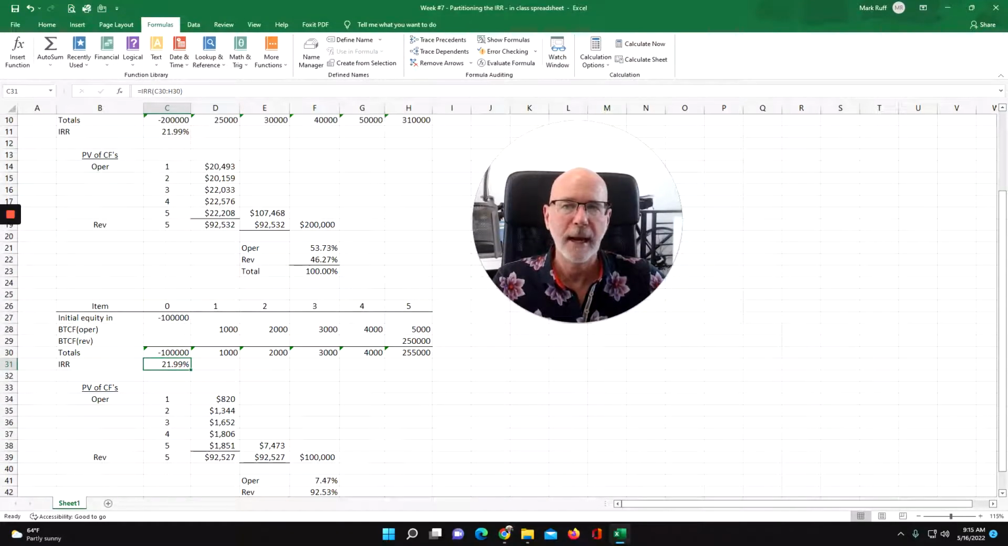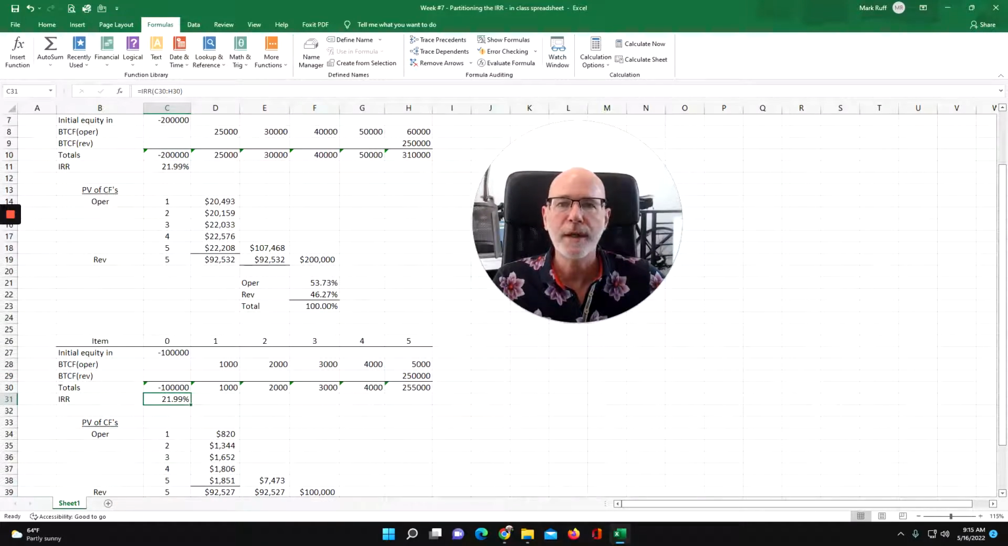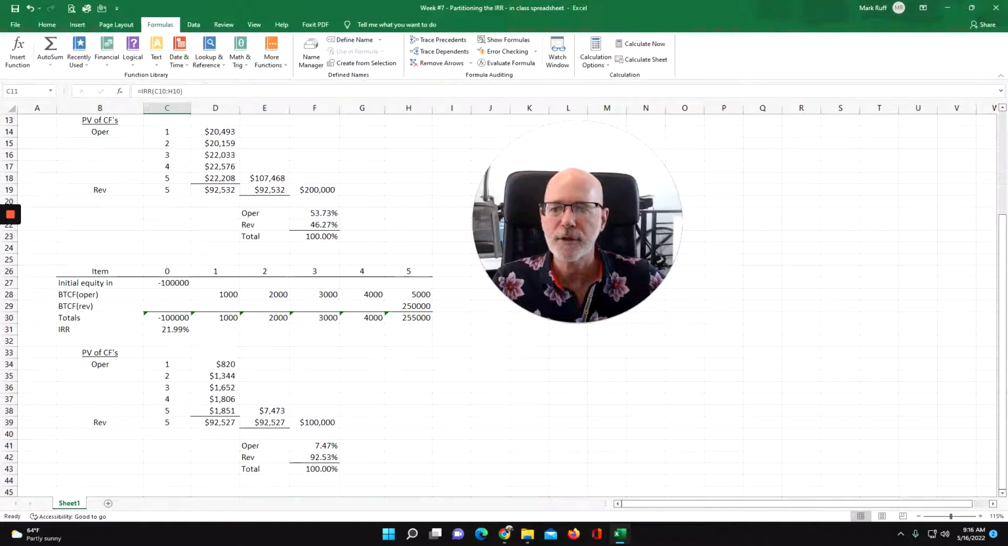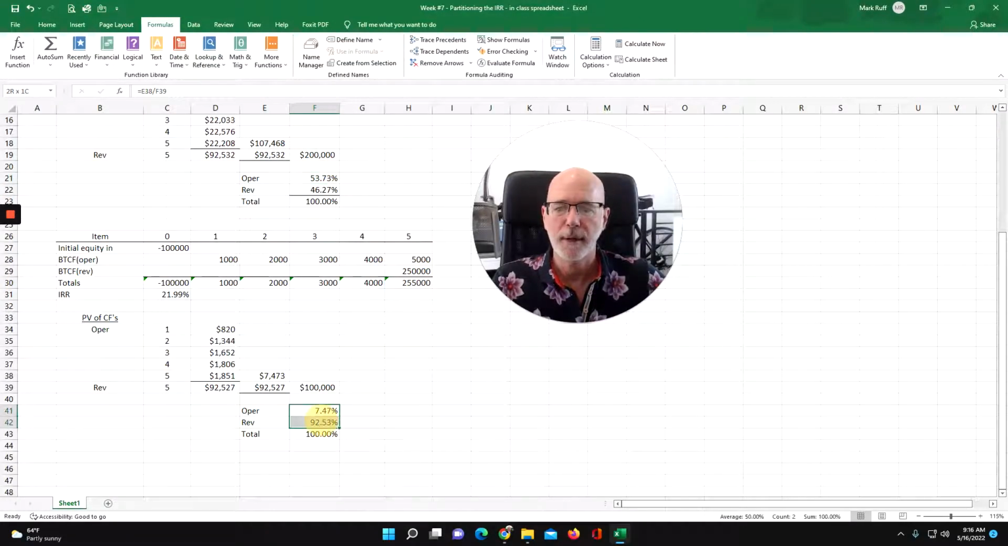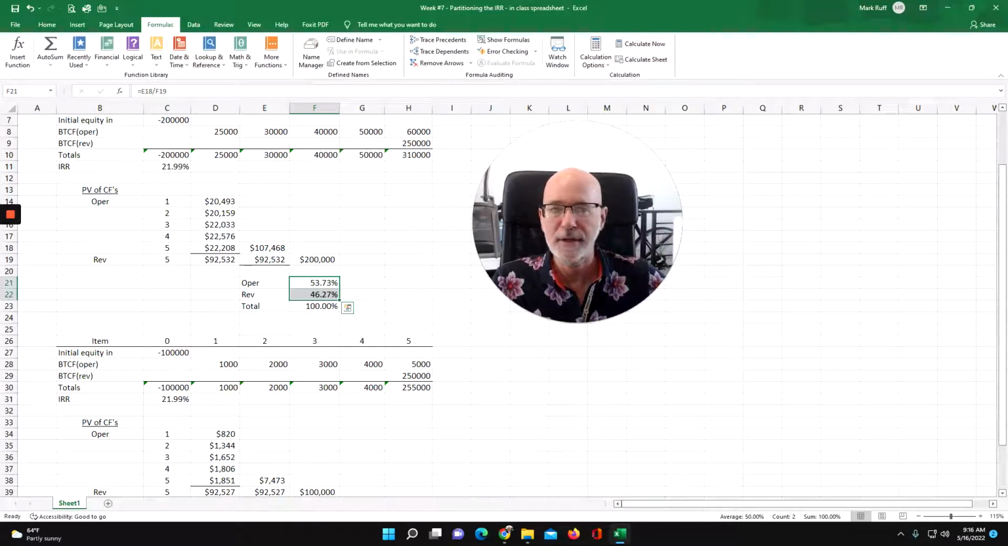So these internal rates of return are exactly equal. I did that by design to show you which investment you would prefer. The internal rates of return are the same, but this particular investment scenario is much less risky than this one because this is a very balanced asset, in terms of cash flows. Half and half, essentially, of my internal rate of return is coming from operations and reversion.